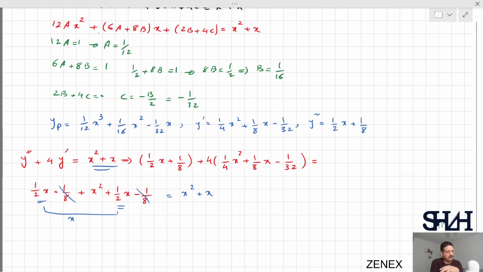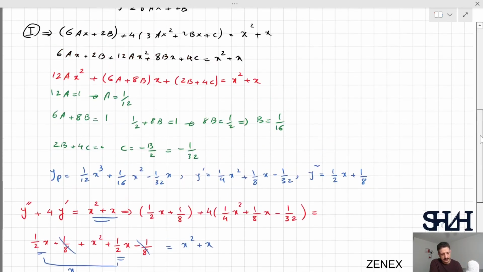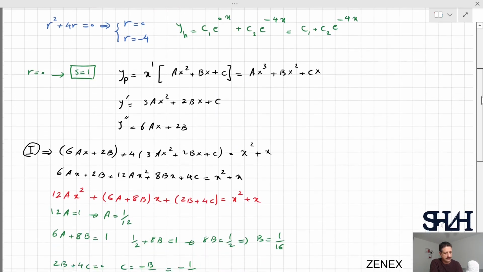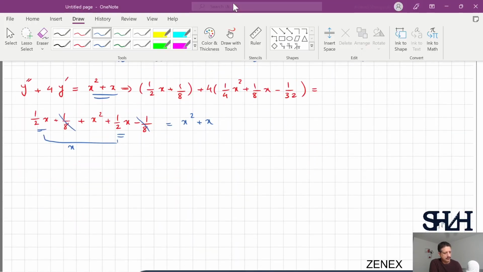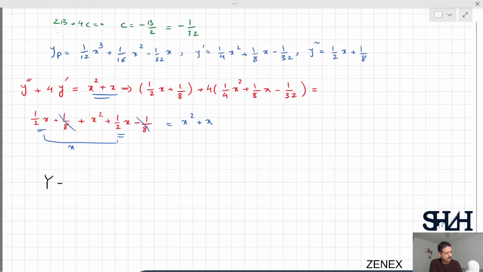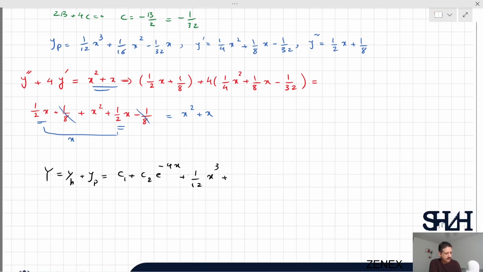So now we have the homogeneous answer and the particular answer. We can write down the total solution. C1 plus C2 e to the power of minus 4x plus 1 over 12 x³ plus 1 over 16 x² minus 1 over 32 x. This is the solution, and then you can apply the boundary conditions to calculate the unknown constant values C1 and C2.